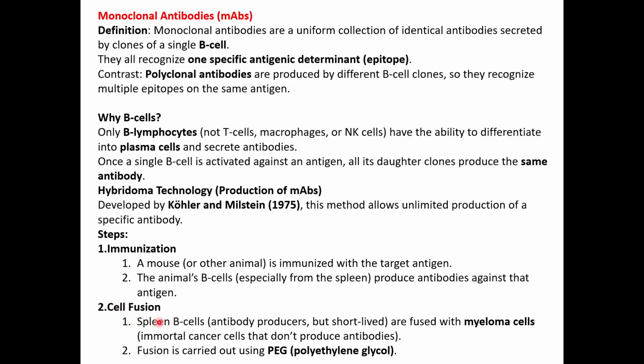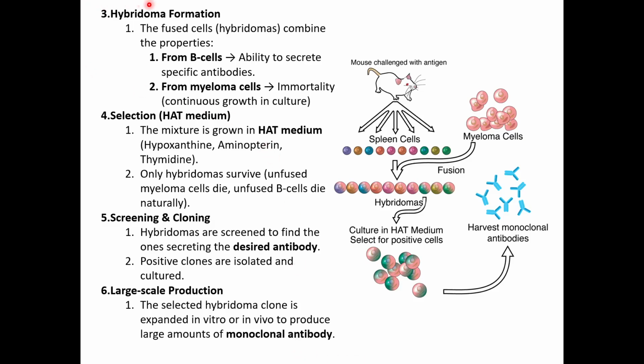Then we have a process known as cell fusion. Spleen B cells are short-lived, so they have to be fused with cancer cells like myeloma cells. Myeloma cells are immortal cancer cells which do not produce any antibodies. They are only used to make the B cells immortal, because the B cells are short-lived and will die, and you cannot use them for antibody production unless they are fused with a myeloma cell. Fusion is carried out using PEG, which is polyethylene glycol, and then hybridoma cells form.